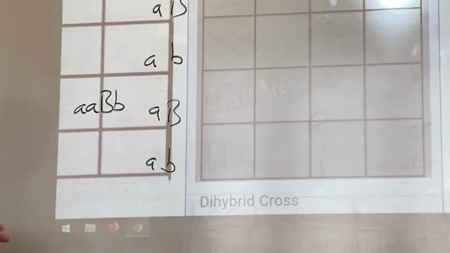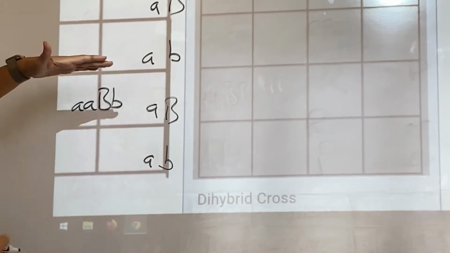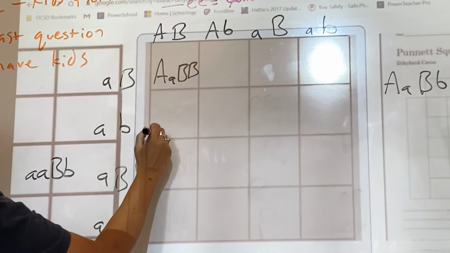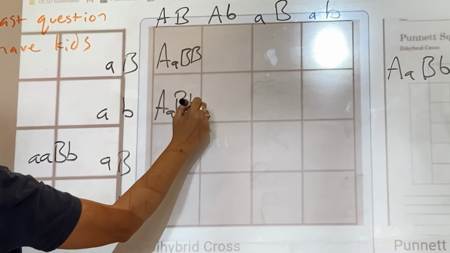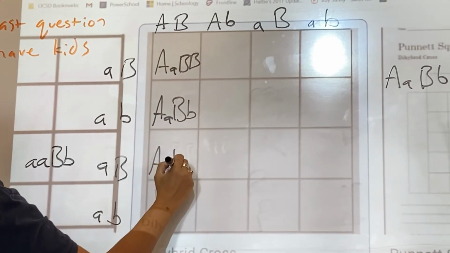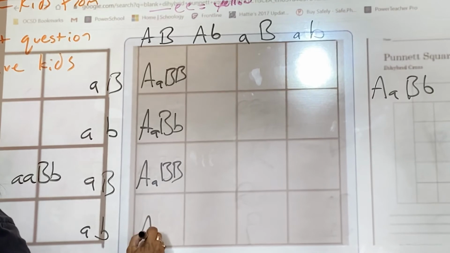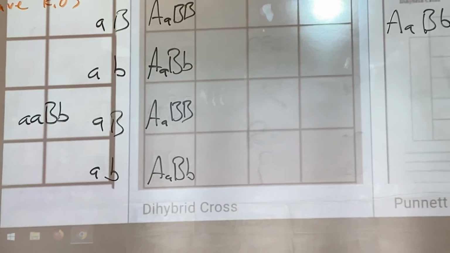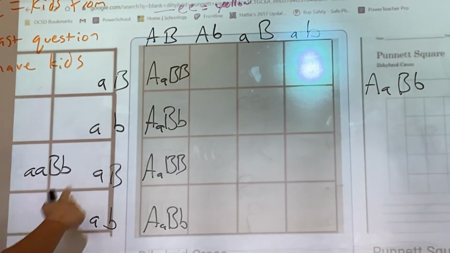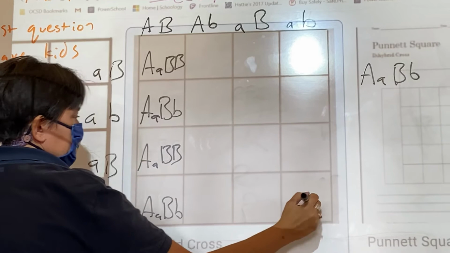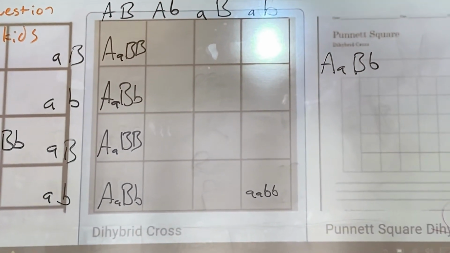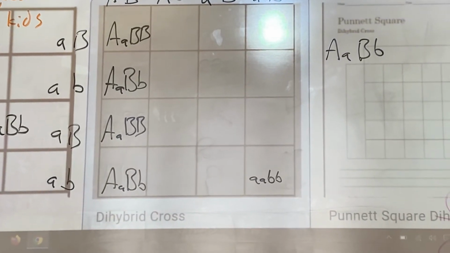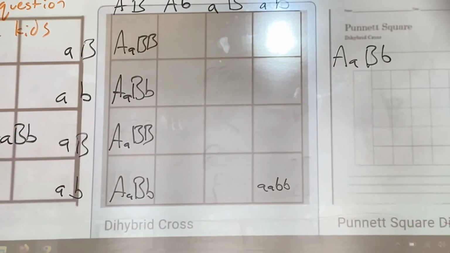Okay, so then to fill it out, do the A's, then the B's. So I'm going to do A, B, B, A, B, B, and so on and so forth. All right, so you can figure out any of them. This will be all recessive. Make sense? All right, so that's how you fill out a square.